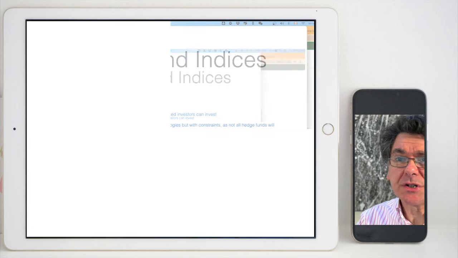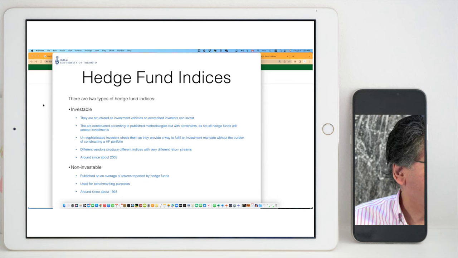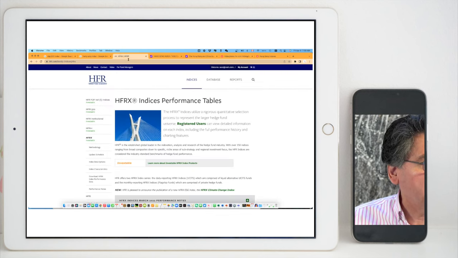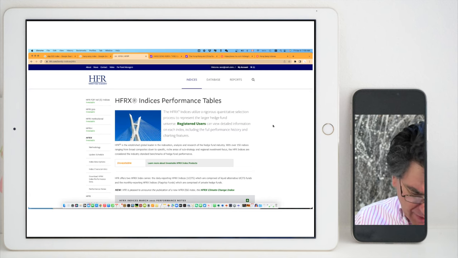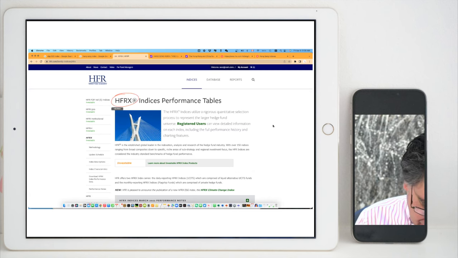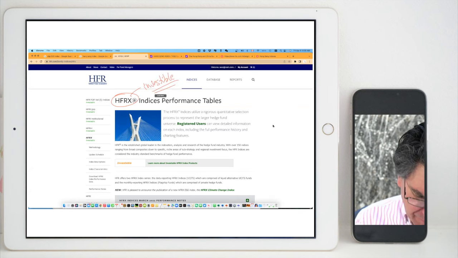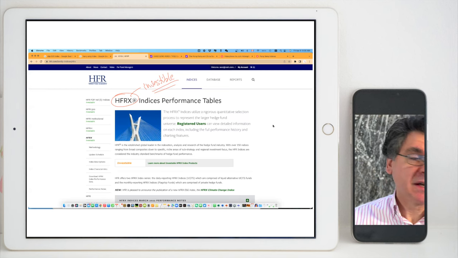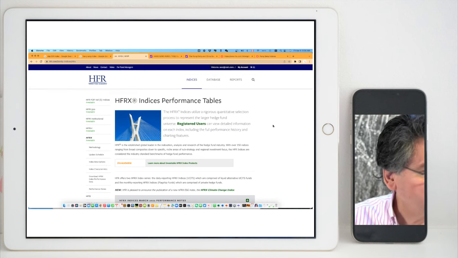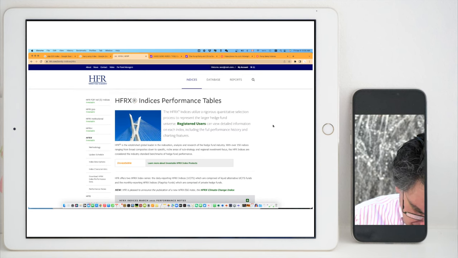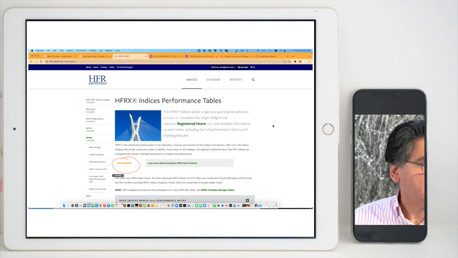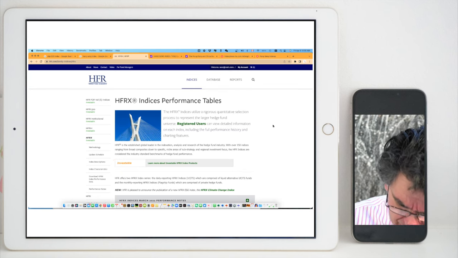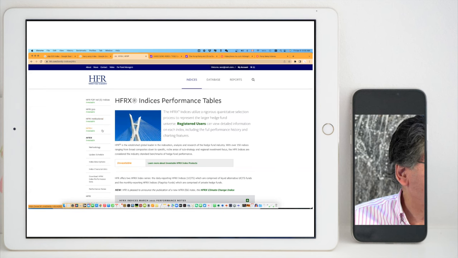So some considerations, I'll show you. Well, actually, let me go back and show you. So you were already there. You already saw them. Here was the HFRX, where the X stands for investable. These are investable indices. Okay? You can actually put your money in this. You can buy units in these indices. Right here, they're investable. Okay. However, here you could go to other indices.